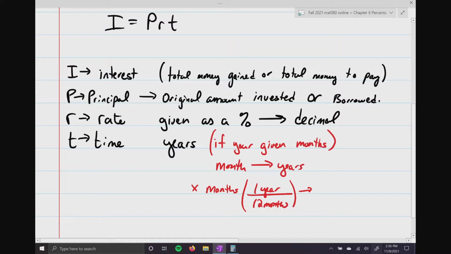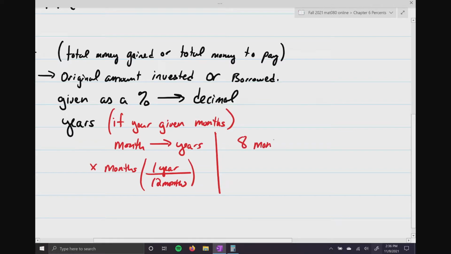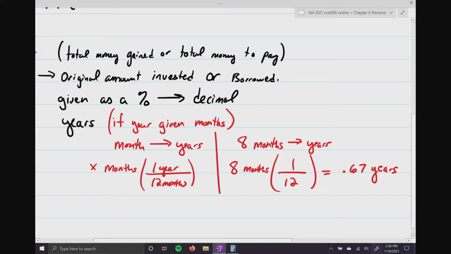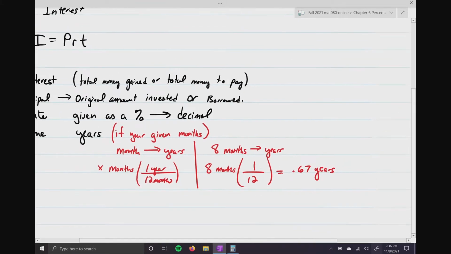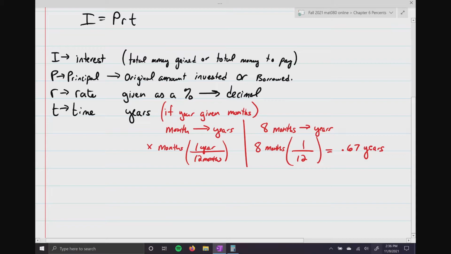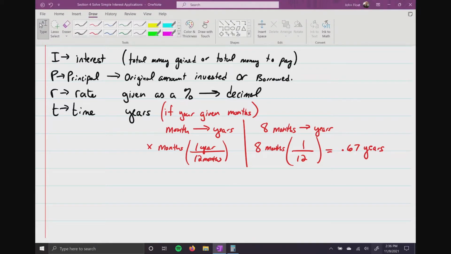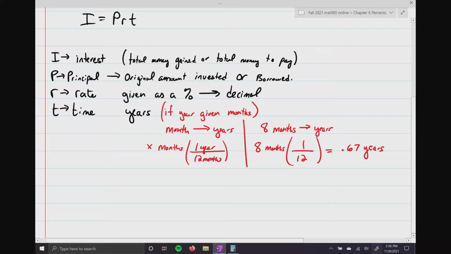So, for example, if we have 8 months and we need to go to years, because you have to use this formula, okay? You're going to write 8 months times 1/12, which is nothing more than just 8 divided by 12, and rounded to 2 decimal places is 0.67 years, okay? So that is the number one mistake students will make when using this formula: they just think they can throw in any number for years, and the answer to that is no. It has to be years. So if you're given months, then you've got to make sure you convert it. Okay? But other than that, this is very straightforward. It's just substituting in and finding out what it is.